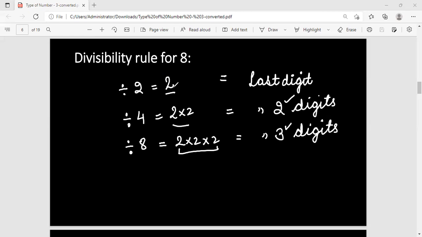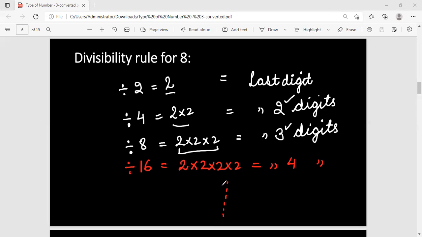Here we have only one 2, that's why we are considering only 1 last digit. We can generalize this as well. You can make your own divisibility rules. Had it been the divisibility rule of 16, 16 is what? 2 into 2 into 2 into 2. So we'll be checking the last 4 digits and so on.